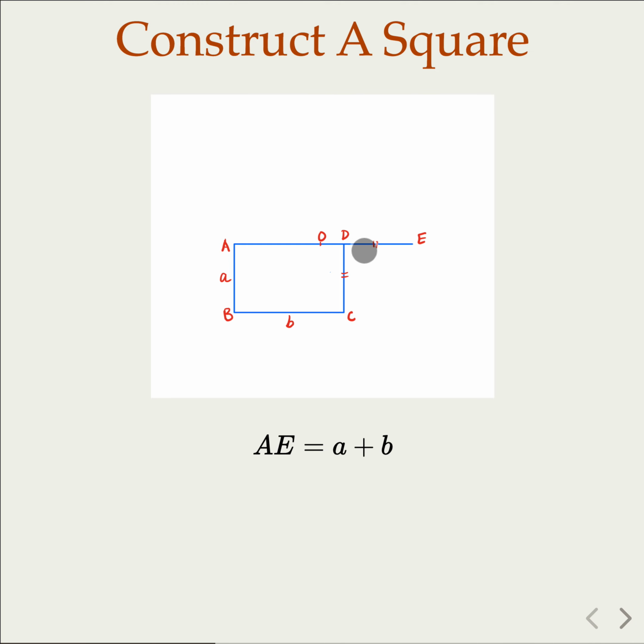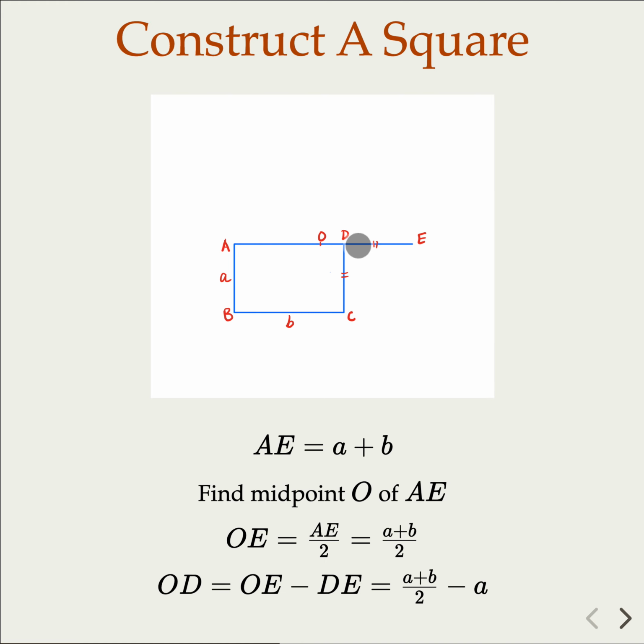Now what is OE? OE would be half of AE, right? So OE would be this. What is OD here? OD is going to be OE minus the length DE, which is A. So in other words, OD equals this. Now if you do the algebra, this is actually the same as B minus A over 2. We're going to use this fact later.